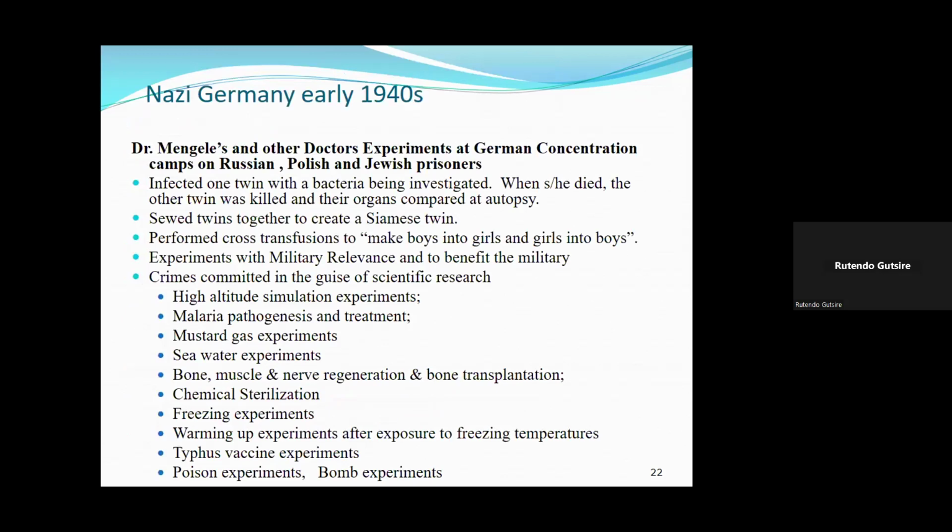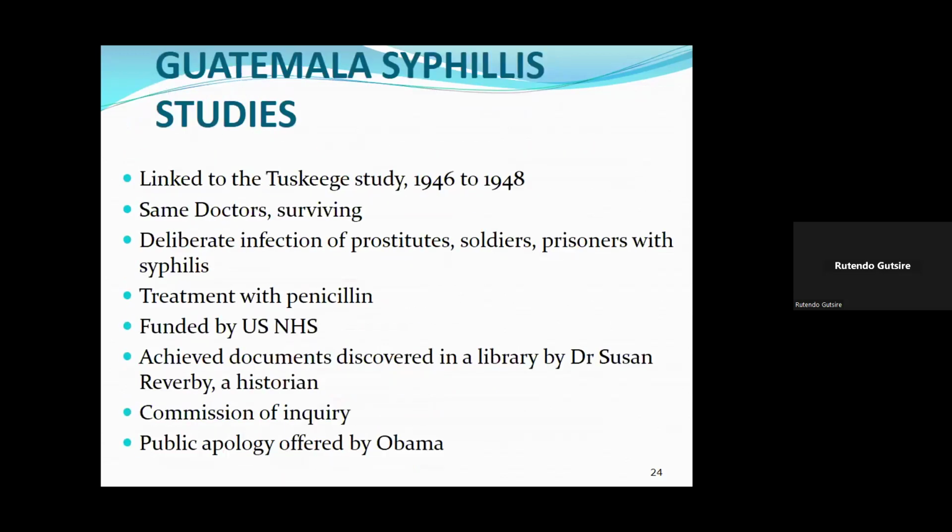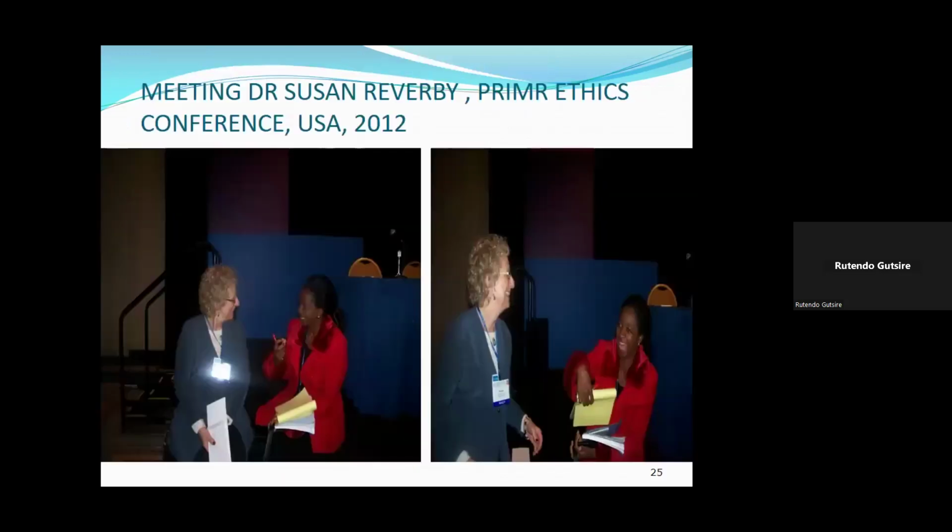Nazi, you can go through this slide and even go on the internet and learn more about this. The Tuskegee, for your information, Guatemala. Then I had the opportunity in 2012 when I attended.